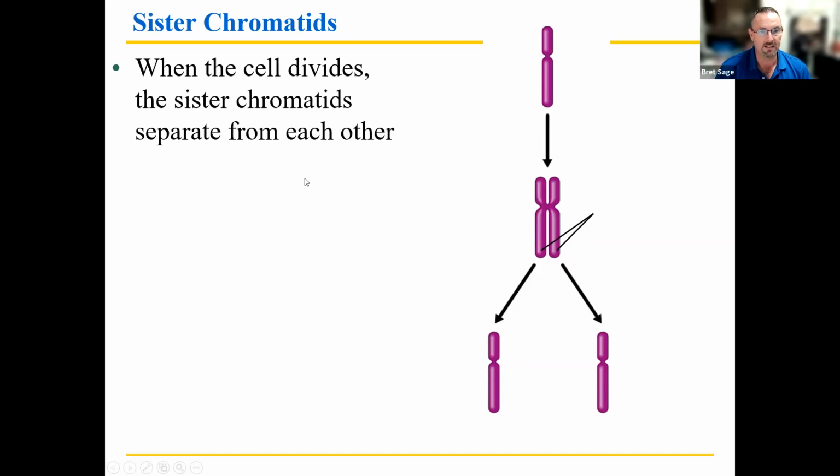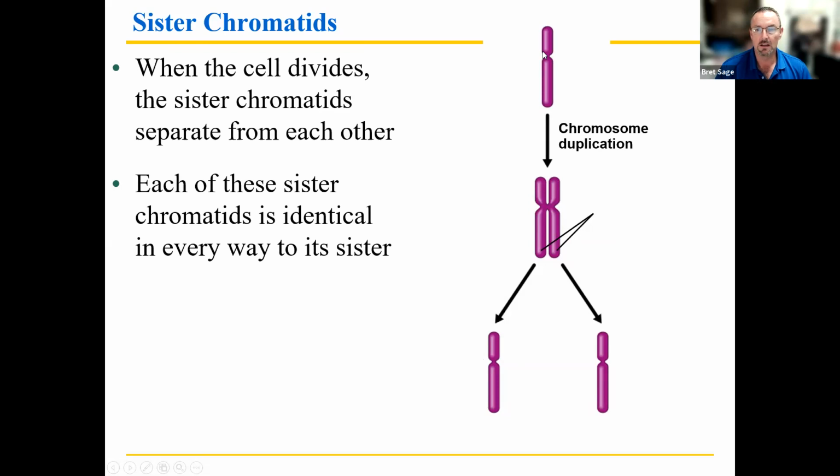When the cell divides, the sister chromatids separate from each other. So these sisters, there's a sister and there's a sister, making up a single duplicated chromosome. They separate from each other. So we have chromosome duplication, 1 becoming 2 identical copies. Each of these sister chromatids is identical in every way to its sister. So if I ask the question, how are they different? The answer is they're not. They're exactly the same, as if a perfect photocopy in every way was made of the original.